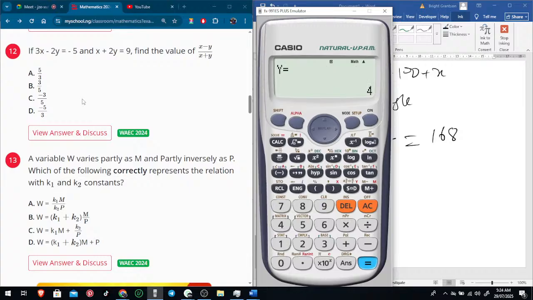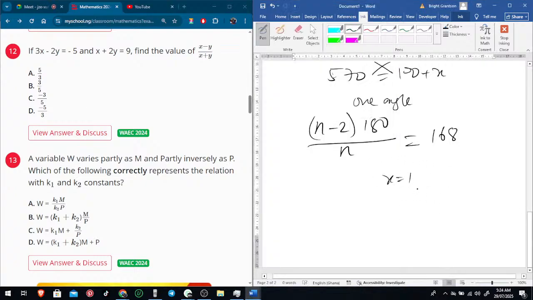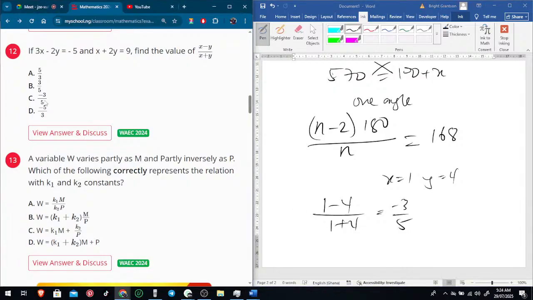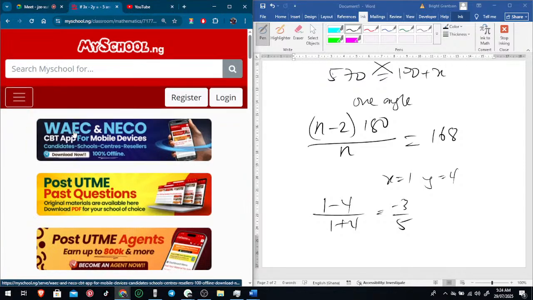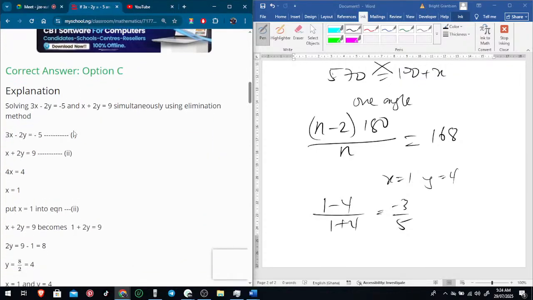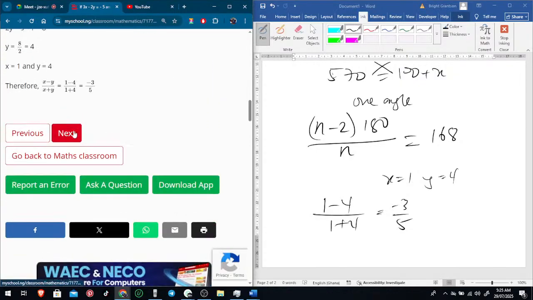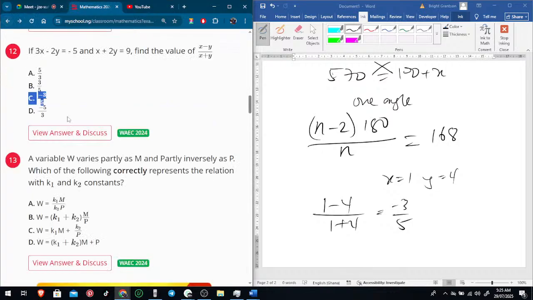So x is 1, y is 4. So now it's going to be 1 minus 4 over 1 plus 4. What do we get? -3 over 5. So option C. Please, have we all been able to do it? Yes, sir. Let's go look at the answer. -3 over 5.